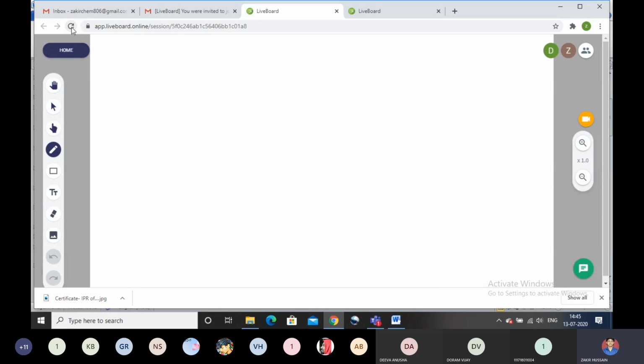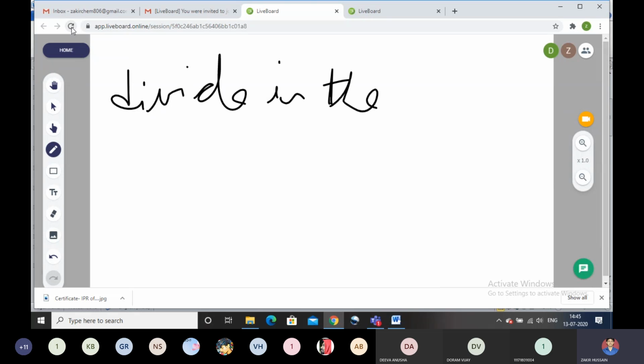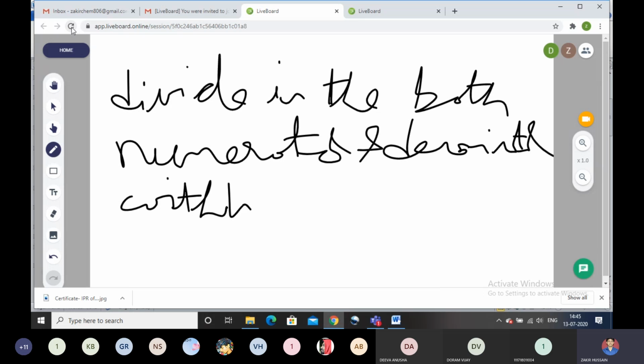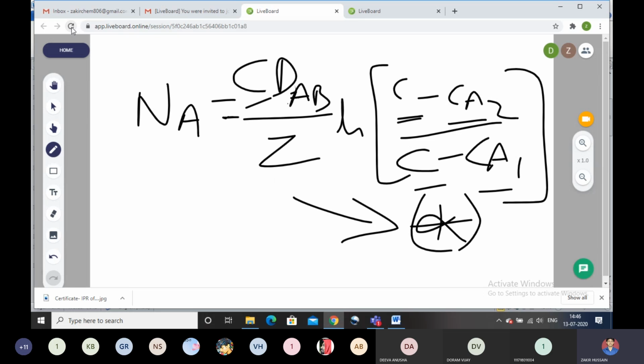So divide both numerator and denominator within ln. Only within ln we have to apply, with capital C, which is total concentration. Within ln means only within this term we have to divide this equation with C.